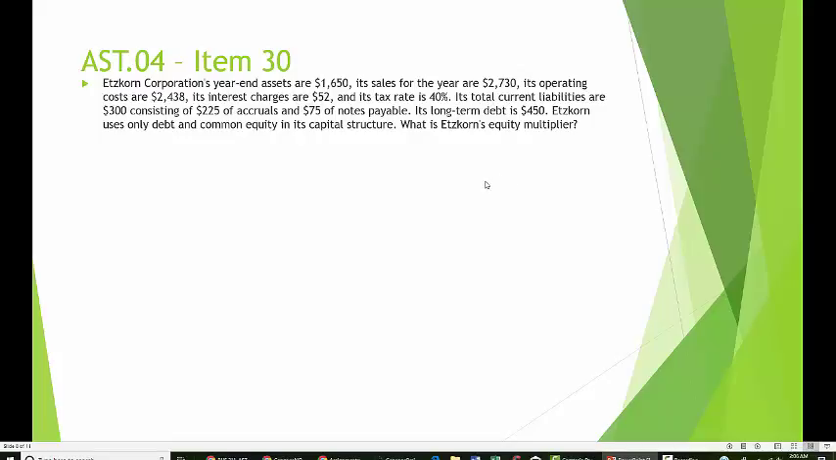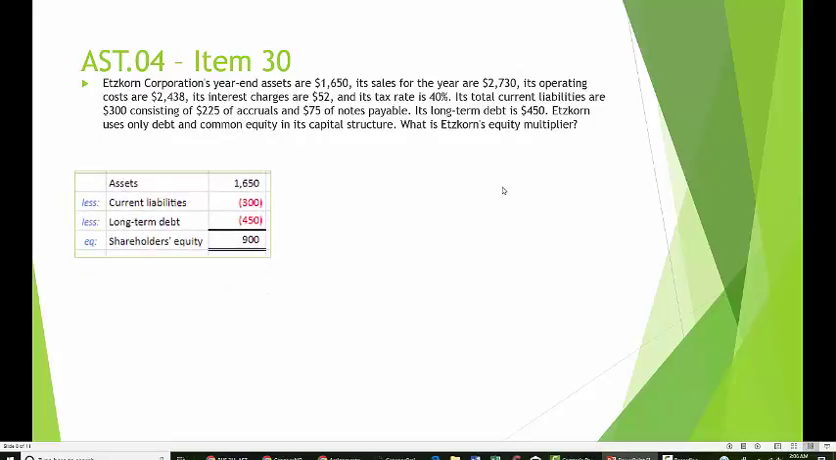The equity multiplier would be total assets divided by the shareholders' equity. So let's see if we can figure what those two would be. First, let's calculate the shareholders' equity. Since the balance sheet balances, assets equal liabilities plus owner's equity, so assets less liabilities should give the owner's equity. So assets of $1,650 less current liabilities of $300 less long-term debt of $450 gives shareholders' equity of $900.